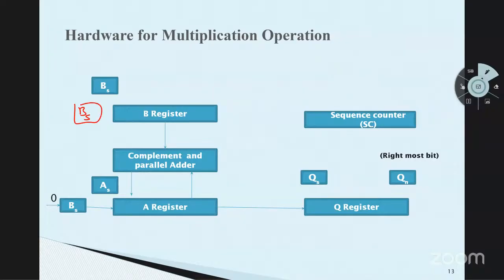The B register, for example, if you are multiplying A into B, that is 23 into 19, that is what we took, 23 into 19. The 19 can be here and 23 can be here, and both are positive or negative? Both are positive numbers. So this number sign here and this number sign here. Okay, then complement and parallel adder.